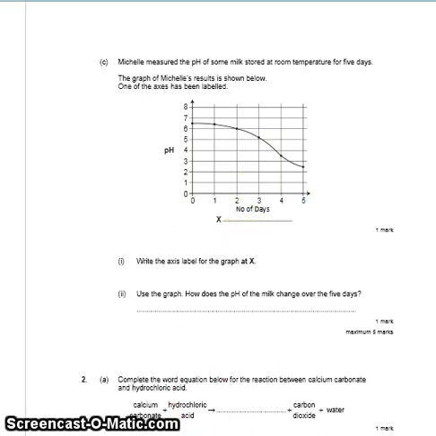Okay, so use the graph. How does the pH of the milk change over the 5 days? Okay, so we need to make a trend statement here to describe what this line is doing. So it starts at 6.5, going across, and ends at 2.5 over 5 days. So you need to write a sentence that describes that. So the pH of the milk decreases.